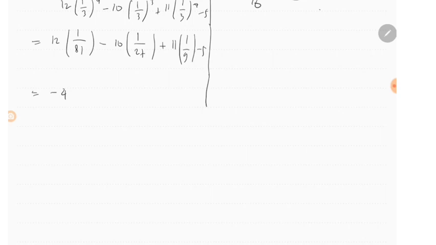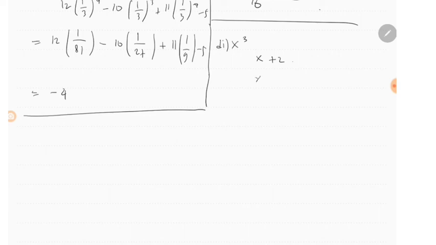And the last is D. So DI is when x to the power of 3 is divided by x plus 2. So it means you just substitute x equals negative 2 and then put negative 2 here. Negative 2 cubed equals negative 8. So the remainder for DI equals negative 8.